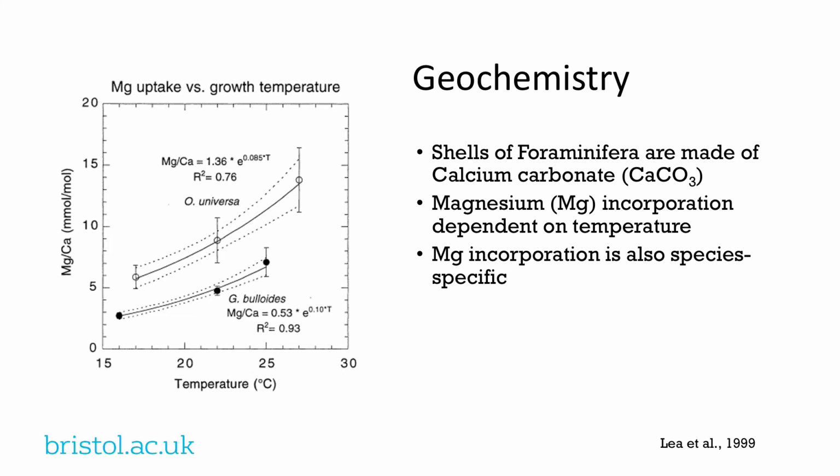Finally, geochemistry. Shells are made up of calcium carbonate, and within calcium carbonate there's a certain amount of magnesium that's incorporated. This incorporation is based on temperature. So by analysing the magnesium in the shell, we can also look at temperature. It is important to note, though, that different species incorporate magnesium differently, so they have different concentrations. So your equations are species specific.